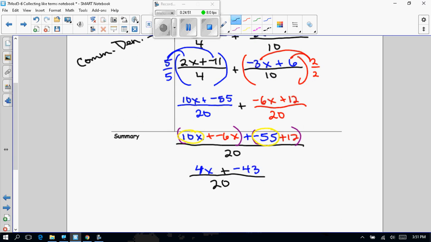We can leave it like that, or we can split it into 4x over 20 plus negative 43 over 20, which then would allow me to reduce this first one into 1x over 5 plus negative 43 over 20. Okay, all of them are equivalent. They're all equal to each other. Of course, I like the last one the best. Okay, that one makes me the happiest.